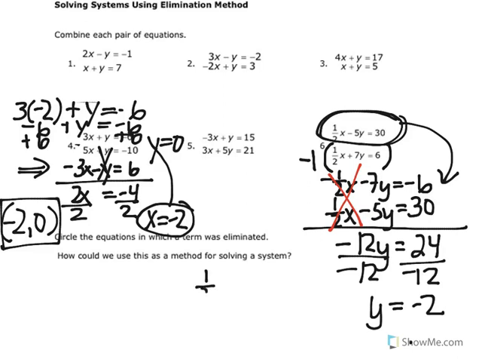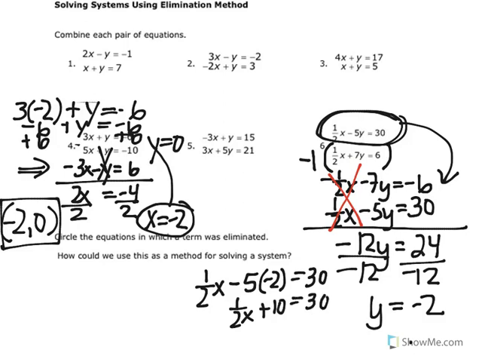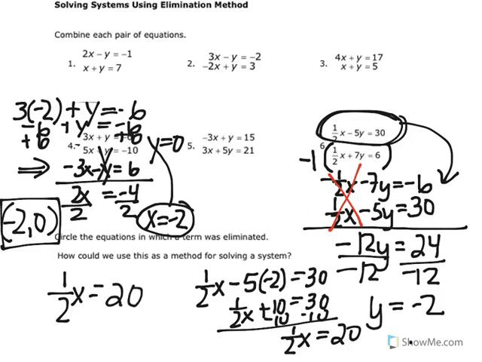We have 1/2 x minus 5 times -2 equals 30. So I have 1/2 x plus 10 equals 30. Subtract 10, and I get 1/2 x equals 20. Now at this point, you need to divide each side by 1/2, or you can go like this. The opposite of dividing by 1/2 would be multiplying by 2. Either way, you're going to get the same answer.